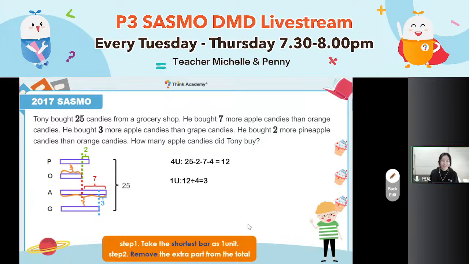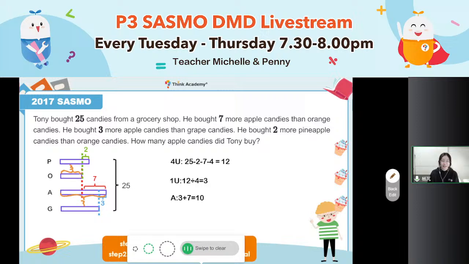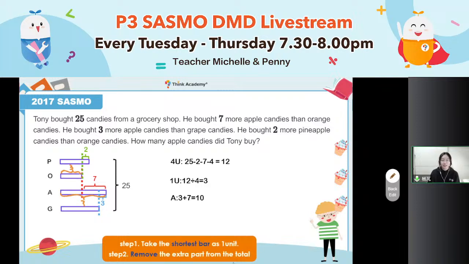Yeah, get it. It should be 10 because there are 3 more apple candy than the grapes candy. Okay, so altogether it should be 10. Apple candy should be 10. Okay, so this is the real SASMO question in 2017. But I see 2 of you correct in the very beginning. Wow, so quick you get 10.